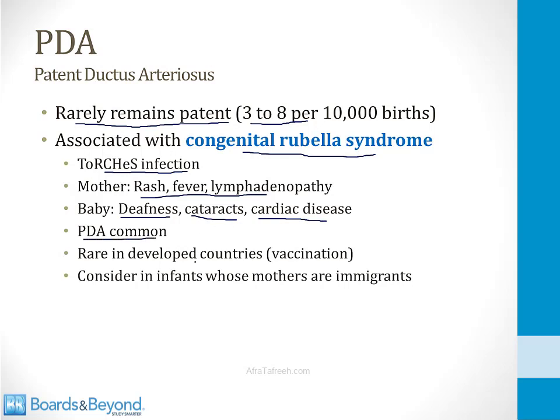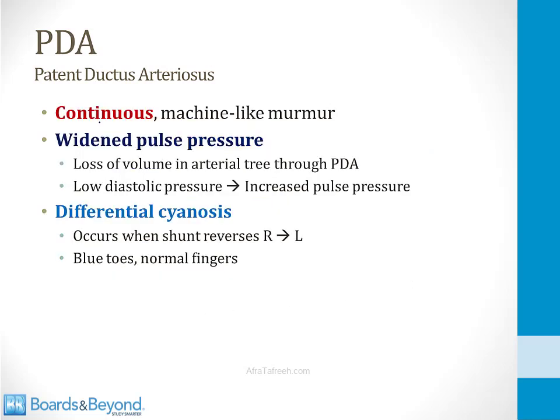Now, this is rare in developed countries like the US because of vaccination. So in terms of board questions, you should consider congenital rubella syndrome in infants whose mothers are immigrants from other countries. A PDA causes a continuous murmur that is classically described as machine-like, and the word continuous is very important.